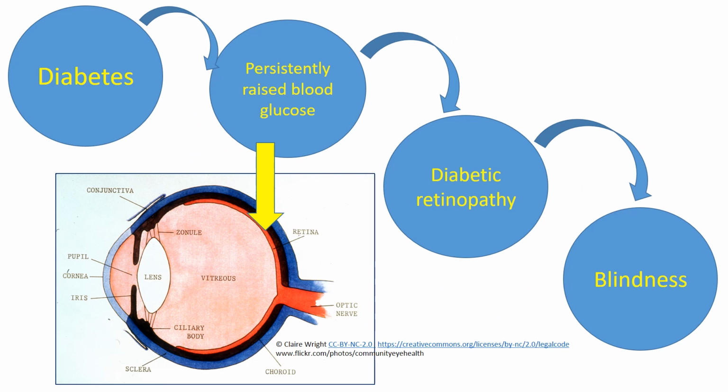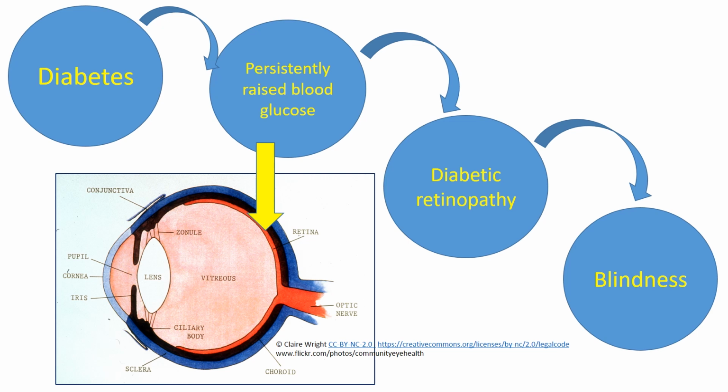The hallmark of diabetes is a persistently raised blood sugar. We refer to this as persistent hyperglycemia. Now, persistent hyperglycemia affects many organs such as the eye, the kidney, the blood vessels, and the nerves.